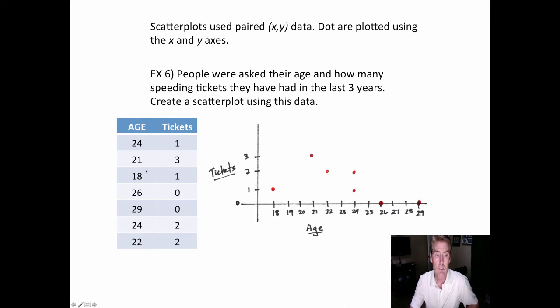And then you just graph them. So a 24-year-old had 1 ticket. So that's this person right here. 24-year-old with 1 ticket, etc. Then just make the nice little dots and we'll see if there's a pattern.